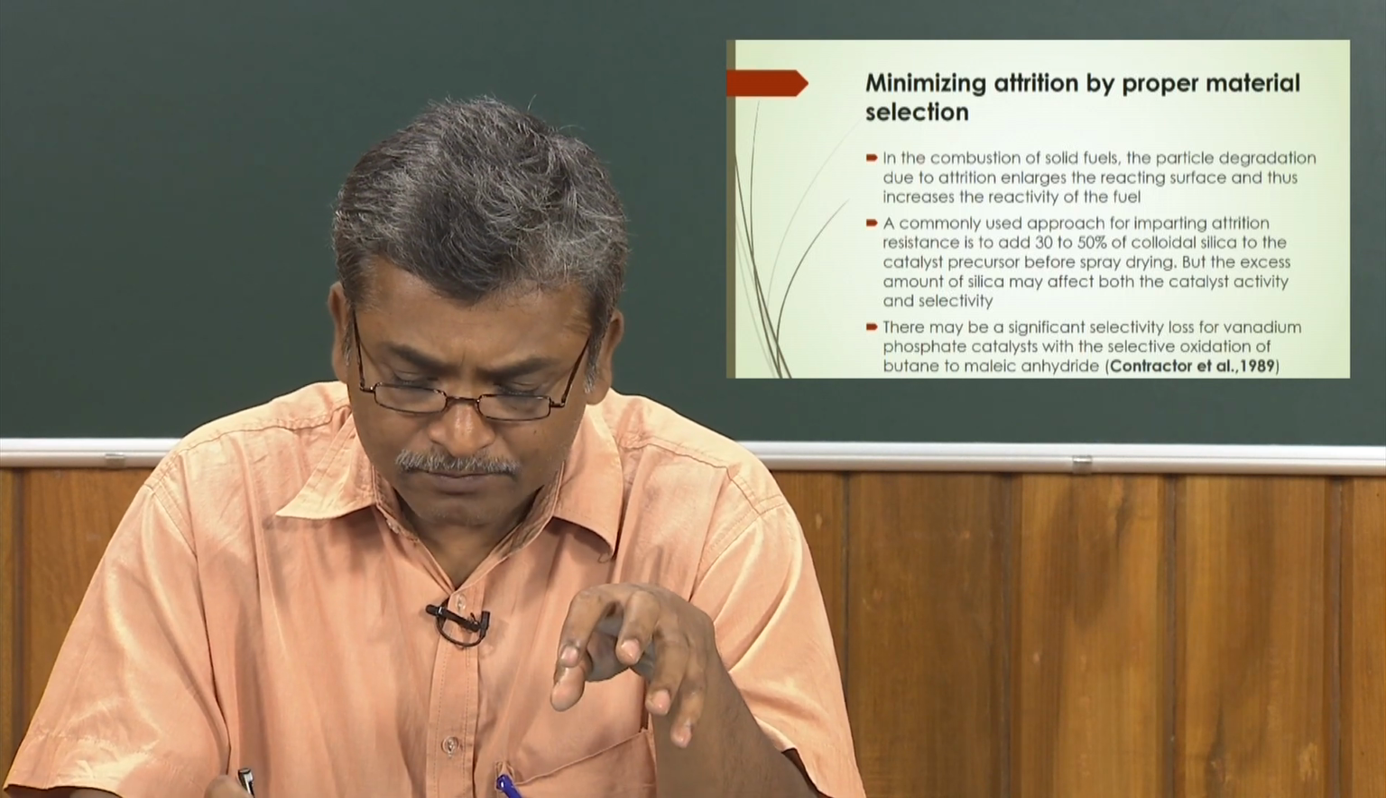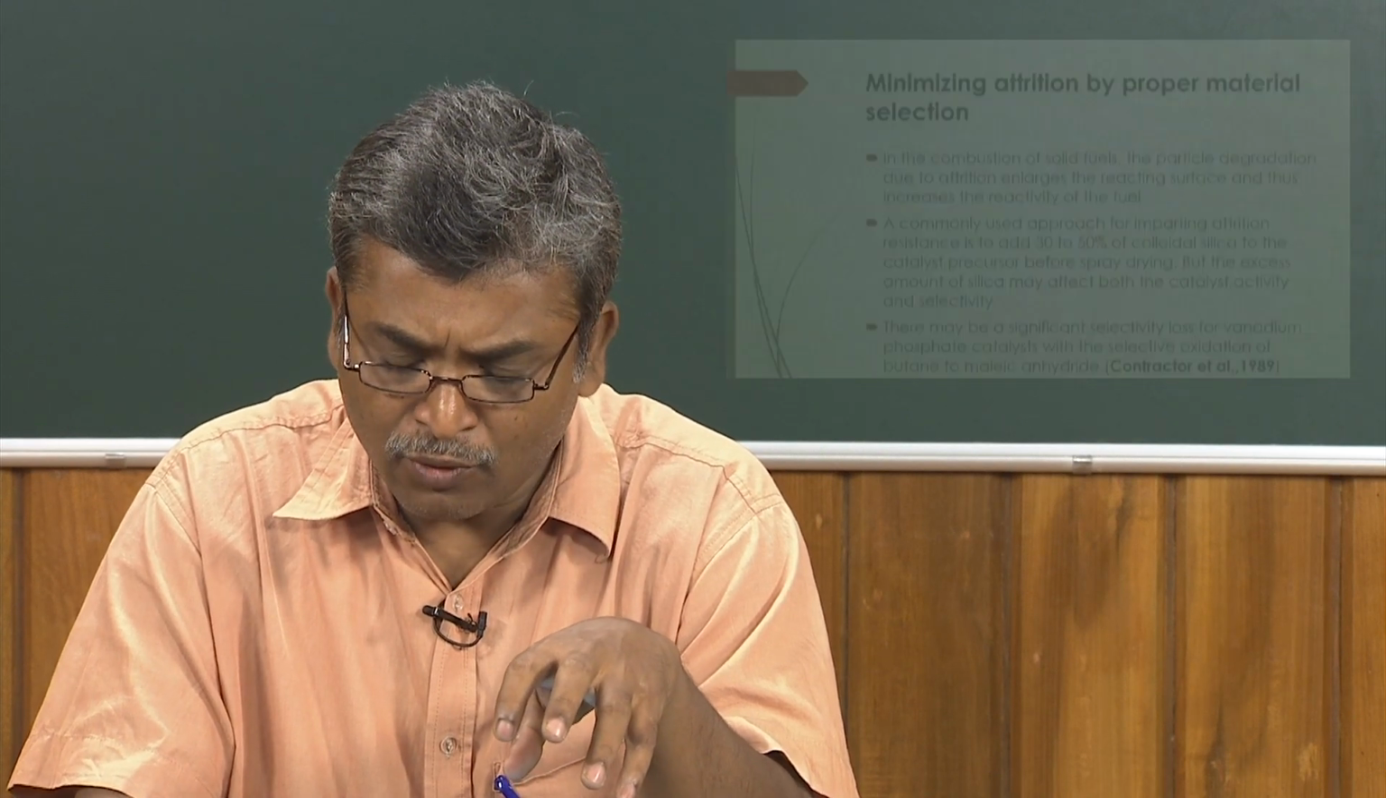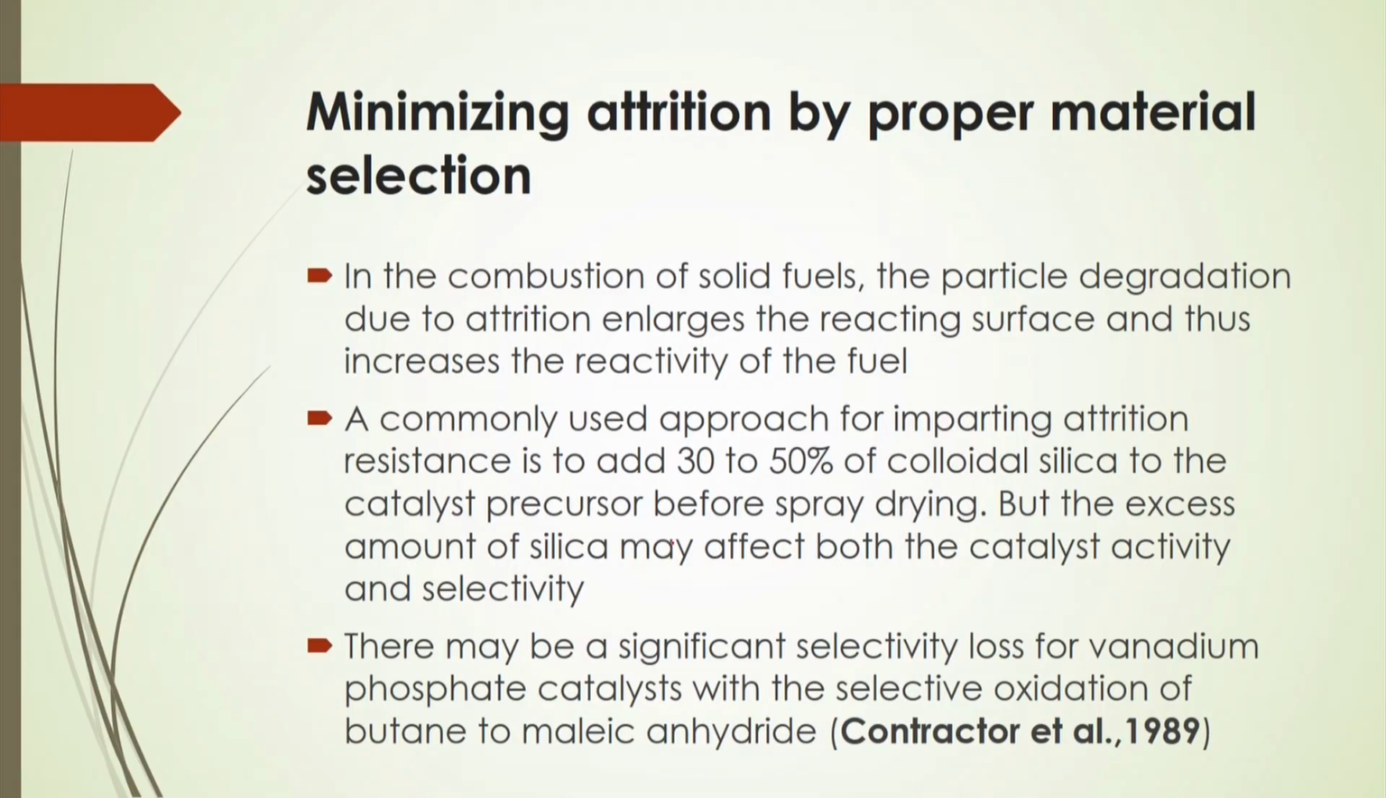Generally, for imparting attrition resistance, 30 to 50% of colloidal silica is added to the catalyst precursor before spray drying, so that there is minimum effect on the catalyst activity and selectivity. There may be a significant selectivity loss for vanadium phosphate catalyst in the selective oxidation of butane to maleic anhydride, as stated by Contractor et al.